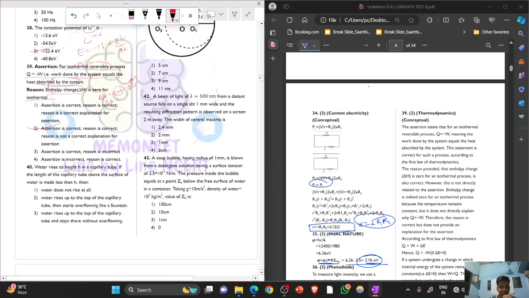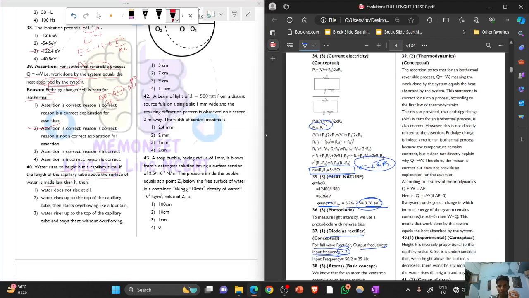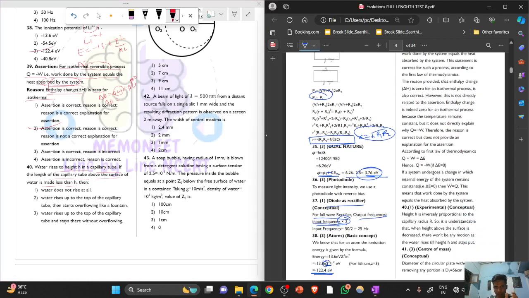Water rises to height h in a capillary tube. If the length of the capillary tube above the surface of water is made less than h. It's simply asking about the capillary tube. It is a conceptual question again, or experimental based. Now understand with the solution.